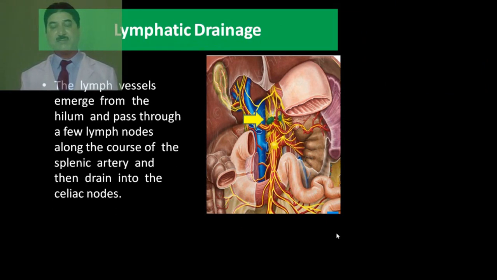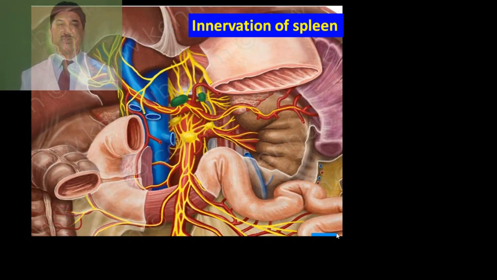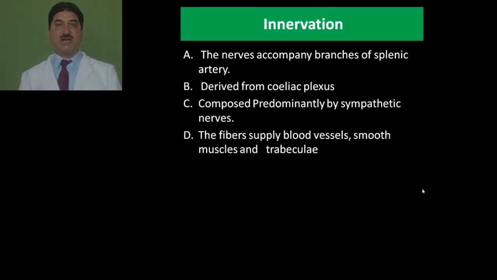Innervation of the spleen. Spleen is supplied by sympathetic nerves. These nerves originate from T12 and L1 segments of the spinal cord. The sympathetic nerve fibers are distributed along the branches of the splenic artery, as shown in this diagram. The nerves accompany branches of splenic artery.